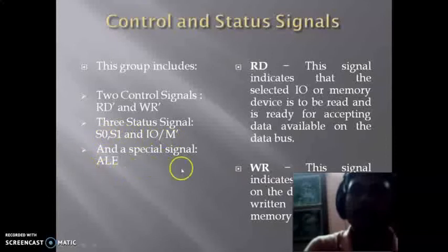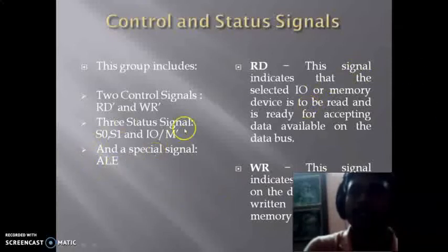And I already discussed the functions of ALE. ALE is a control signal that is sent to the latch that is connected with the multiplexed lower order address data bus. By using ALE, we can segregate the lower order address and data. When ALE is high, the multiplexed address data bus behaves like an address bus, and when it is low, it behaves like a data bus.